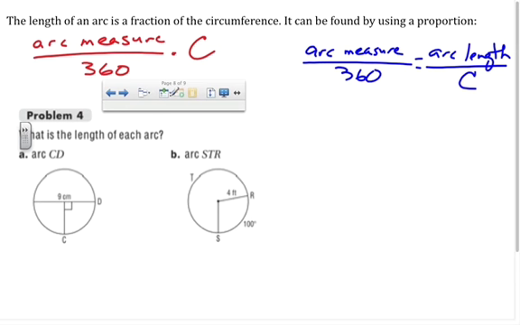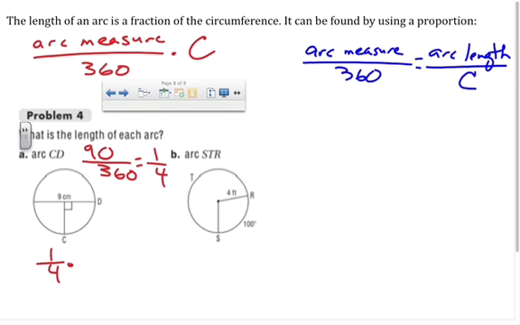So I'm trying to find arc CD. What is the measure of arc CD? 90. And what fraction is that 90 of the 360? 1/4. Okay, so let's make sure that I'm showing all of my steps. I'm taking 90 over 360 and reducing that and getting 1/4. And then I take that 1/4 times the circumference.